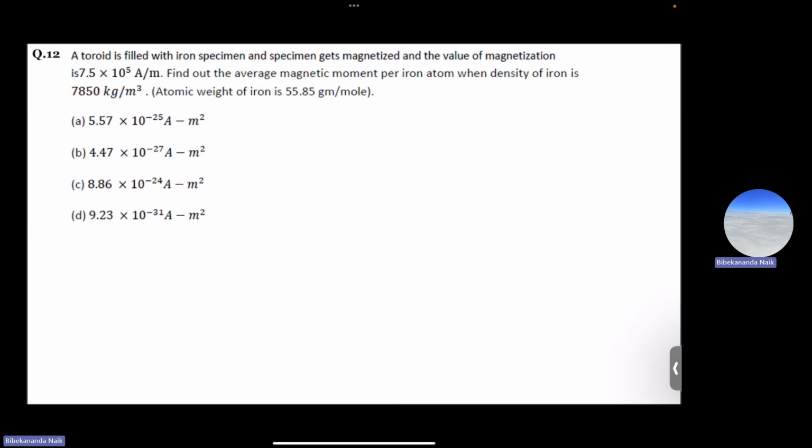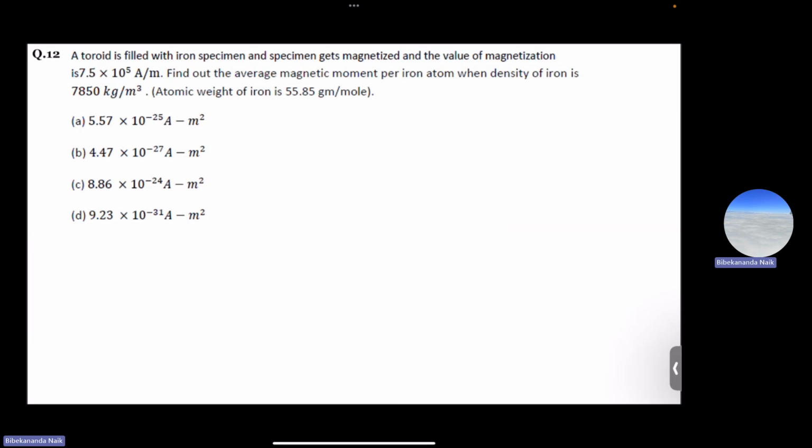Then question number 12, which is the last question of today's interaction session. The question says a toroid is filled with an iron specimen and the specimen gets magnetized, and the value of magnetization is 7.5 into 10 to the power 5 ampere per meter. Find out the average magnetic moment for an iron atom when the density of iron is 7850 kg per meter cube, where the atomic weight of iron is given. The options are option A 5.57 into 10 to the minus 25, 4.47 into 10 to the minus 27, 8.86 into 10 to the minus 24, and 9.23 into 10 to the minus 31.